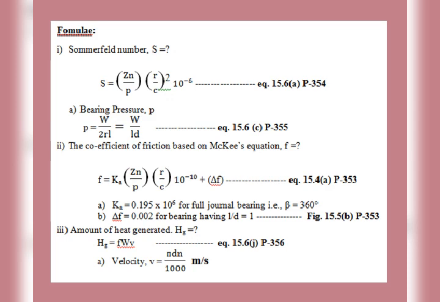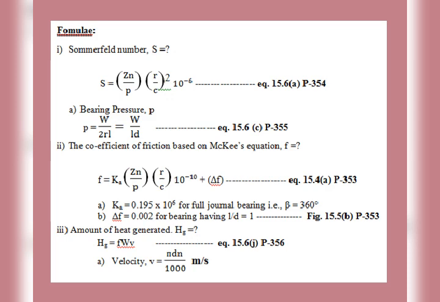You need to refer, you are getting this particular equation. F is equal to K suffix A Zn by P R by C into 10 raised to minus 10 plus delta F, where K suffix A is a constant, it has given, it is 0.195 into 10 raised to 6 for full journal bearing, that is beta is equal to 360 degree, and delta F is equal to 0.002 for bearing having L by D in a certain range he has given, but this value L by D is equal to 1, that is within that range. So I can go with delta F is equal to 0.002.